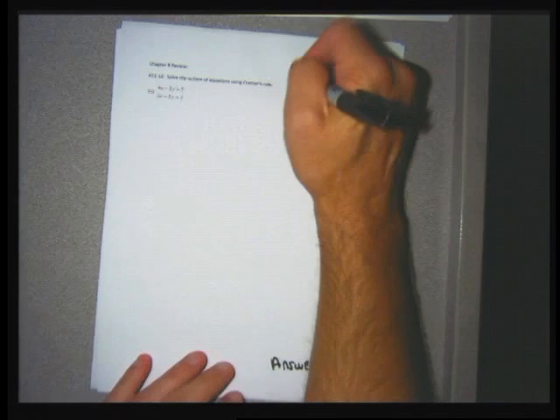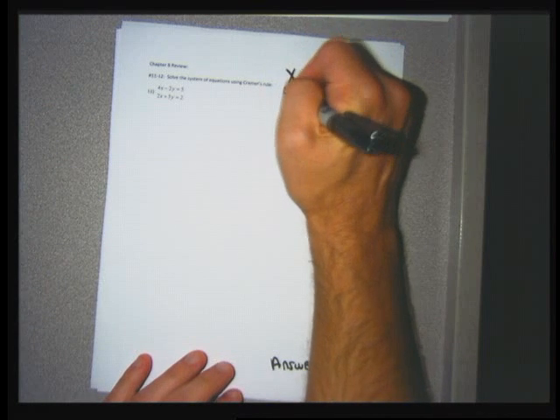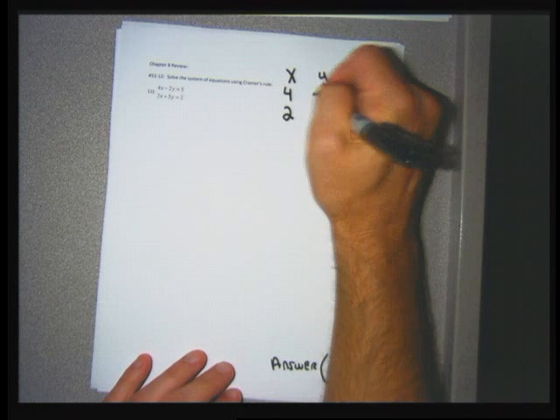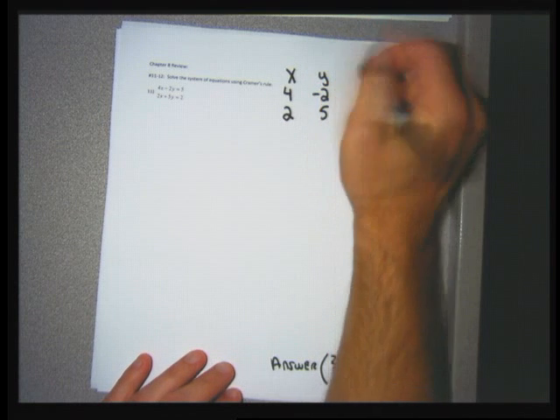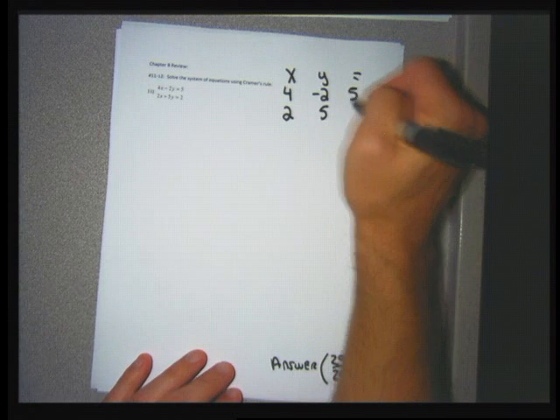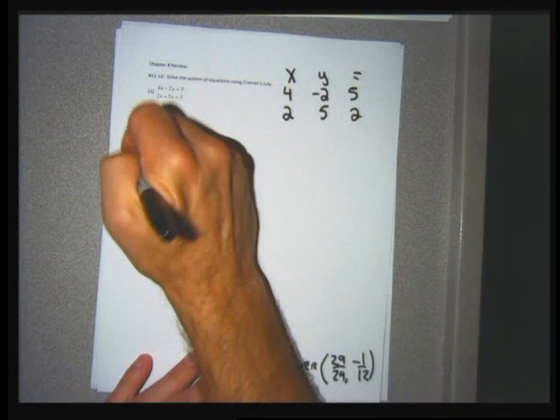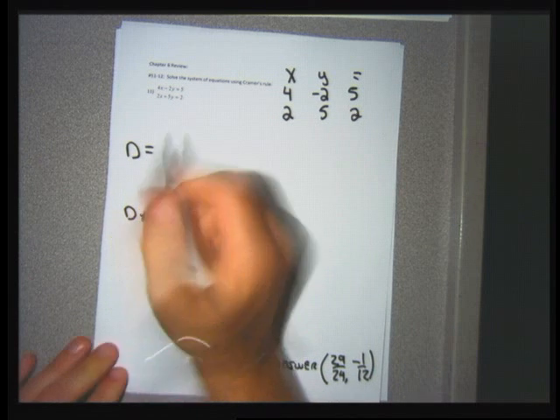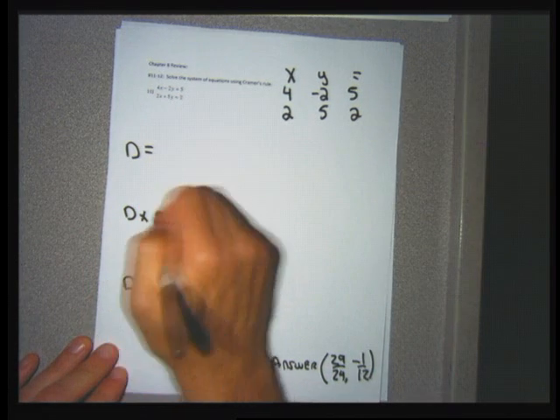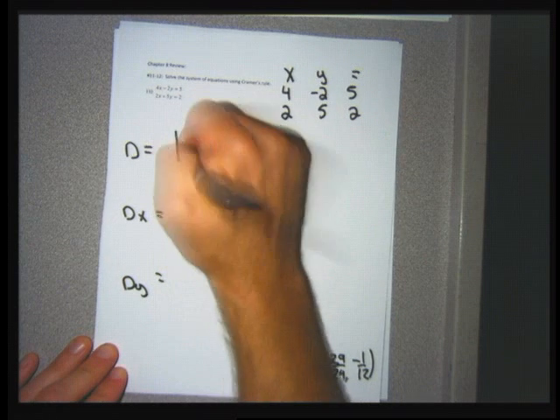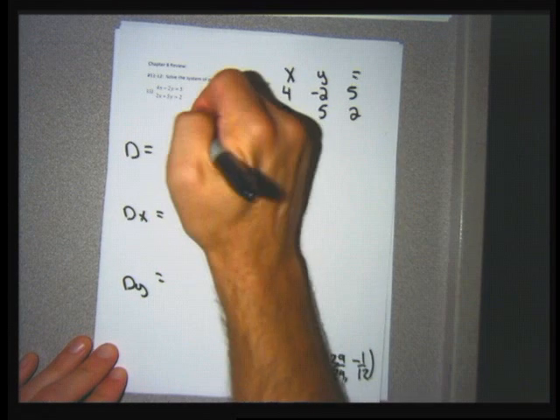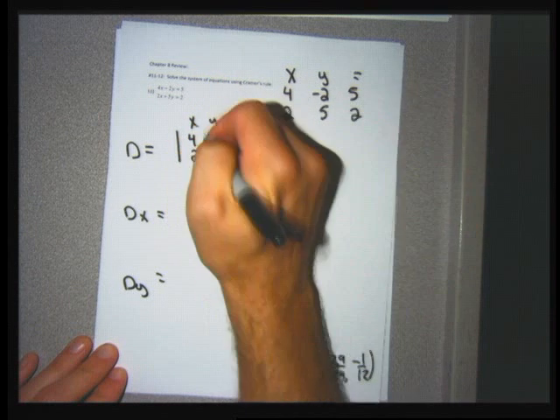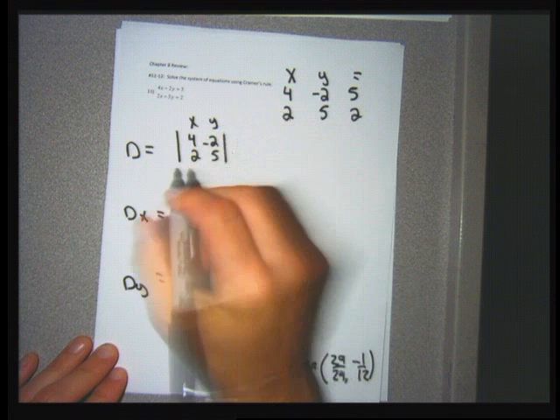So I know for Cramer's rule, I need to know the x column of numbers. The x column is 4 and 2. I need to know the y column of numbers, which is -2 and 5. And I know the equals column is 5 and 2. I need 3 matrices. I need a D matrix, a D sub x matrix, and a D sub y matrix. The D has the x column and then the y column, which is 4, 2, -2, 5.